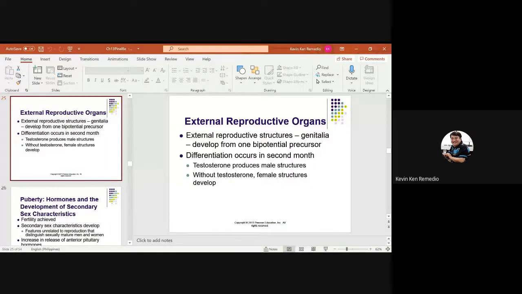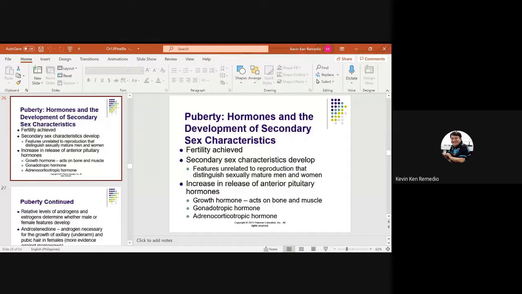How about the external reproductive organs or the genitalia of the females and males? Okay, so the genitalia of both males and females develop from one bipotential precursor. The differentiation of these genitalia occurs in the second month. So kung naay testosterone class ang katong infant sa sulod, mo produce siya male structures. Pero if wala siya testosterone, female structures develop. Okay? Now we go to puberty.